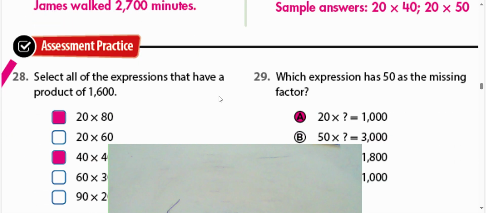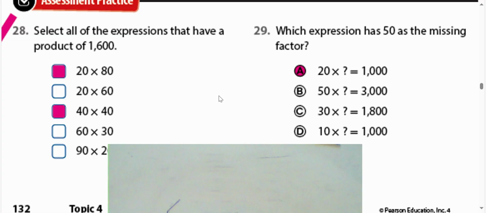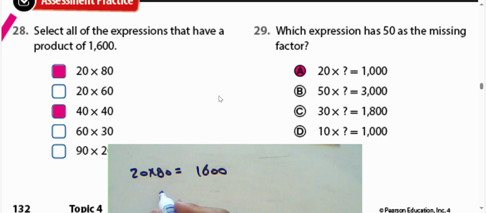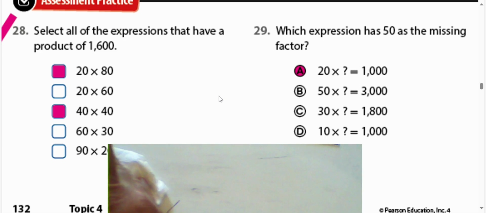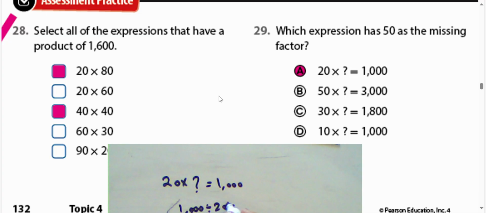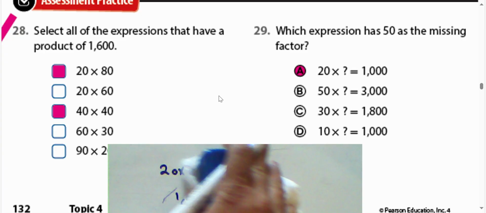Assessment practice here. Select all expressions equal to 1600, like 20 times 80. We can write double 0 here, and 2 times 8 equals 16. And also 40 times 40, write double 0, and 4 times 4 equals 16. Next question here, number 29. 20 times what equals 1000? We can divide the two numbers. Write 1000 divided by 20. Cancel 0 by 0, 100 divided by 2 equals 50. Then the answer here will be 50.